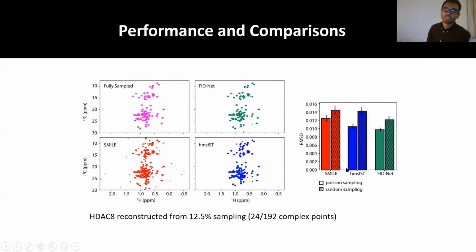One thing we find in general, if you go into why the RMSD is what it is, is that our network gives you fewer false positives and false negatives, but it's slightly less good than other algorithms at exactly getting the intensity and positions of peaks right.